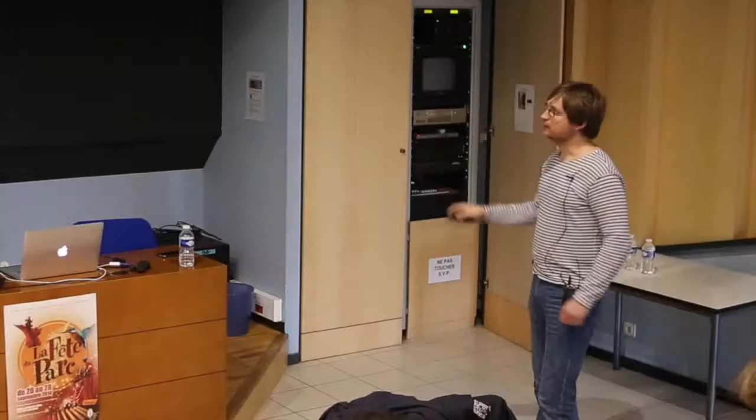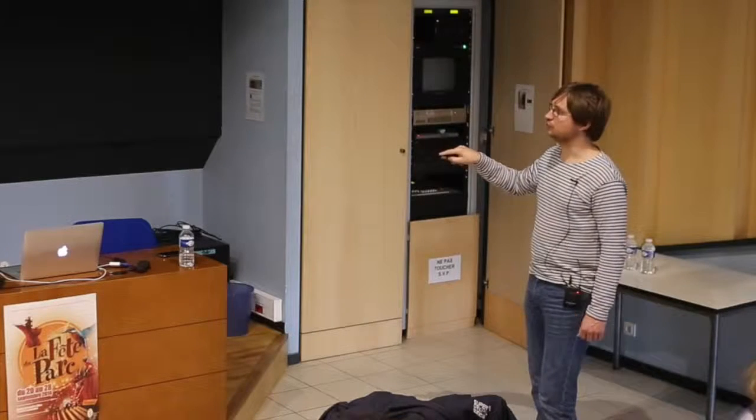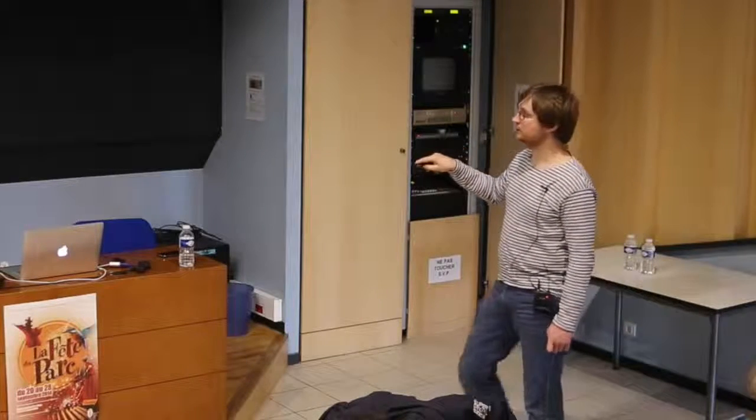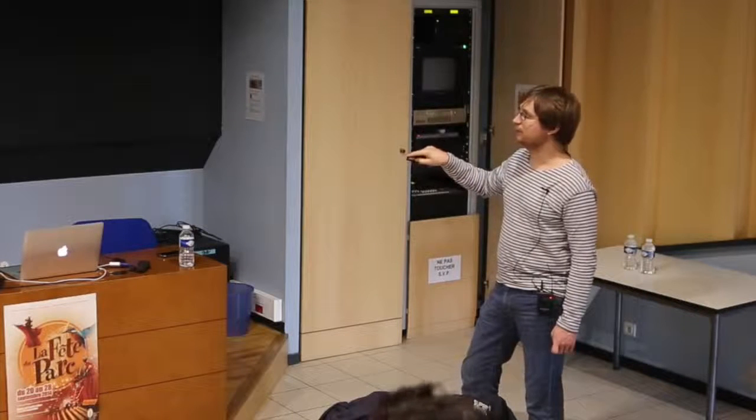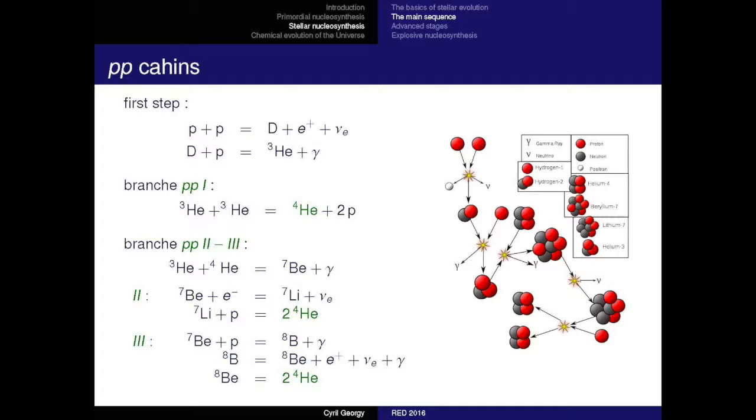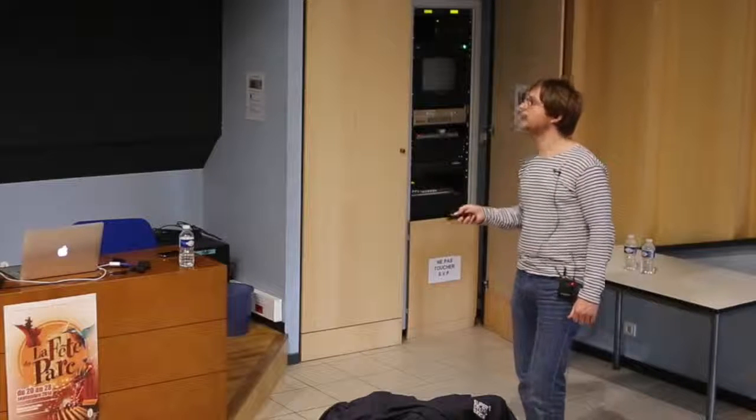The other way is to go through the pp3 chain, which takes the beryllium-7 plus 1 proton, making boron-8, which will take a positron, making something that will disintegrate, making beryllium, and then the beryllium will disintegrate into helium-4 as well.